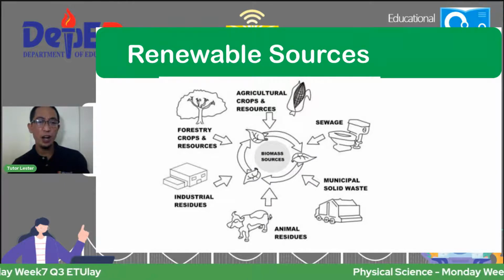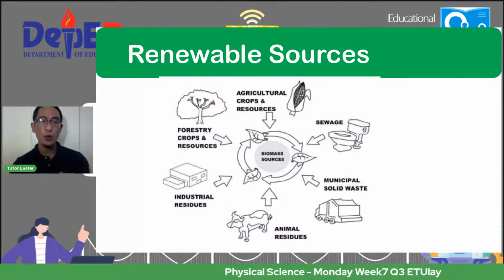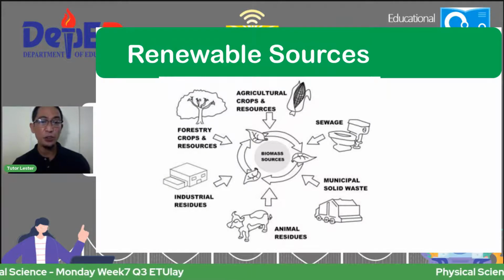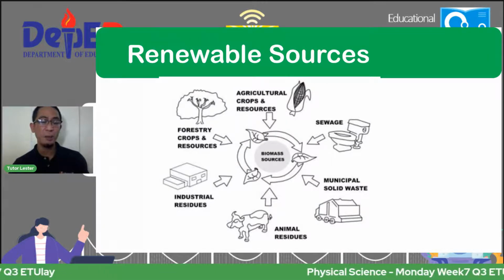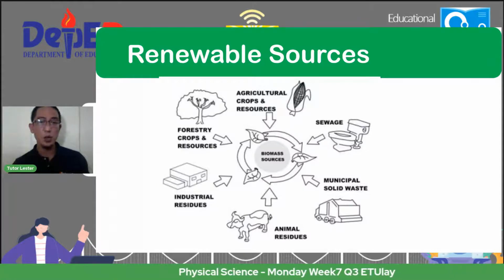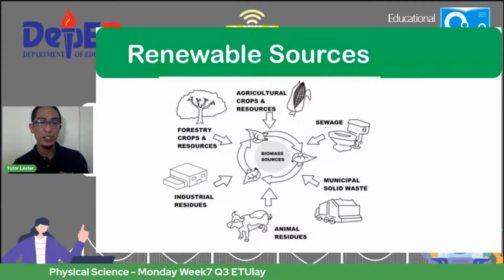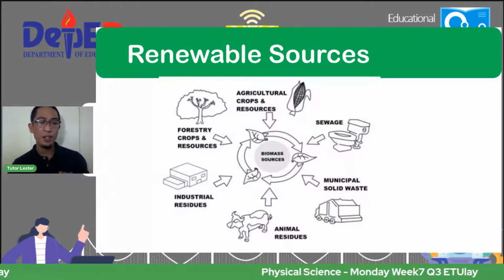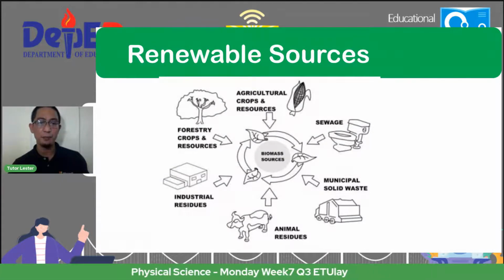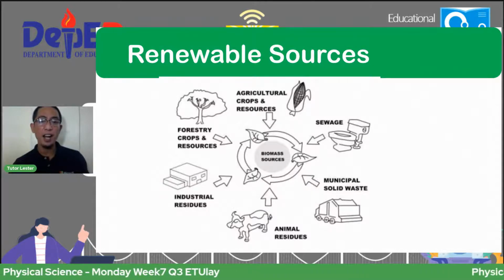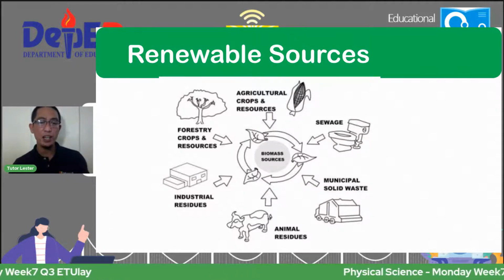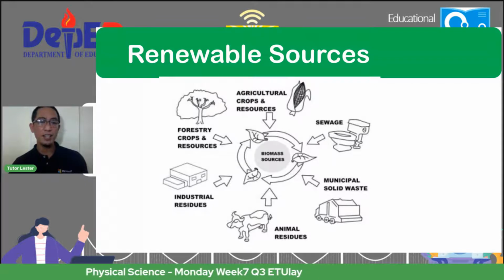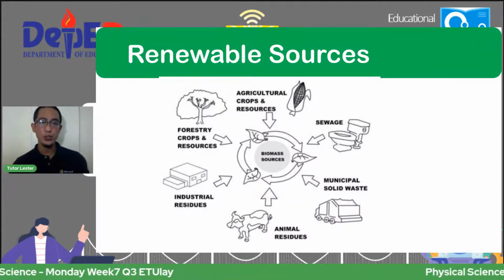Pwede rin po gamitin yung rice husk at yung bagasse na siyang sinusunog in order to boil water in the boilers in the power plants. So the steam from the boilers is used to run turbines in which these turbines drive the generators to produce electricity. So ang kahoy po magagamit rin po as a biomass fuel. So as long as we replenish all the trees that we cut, biomass can be a sustainable energy source.